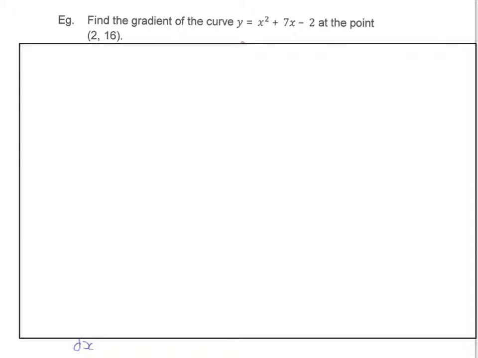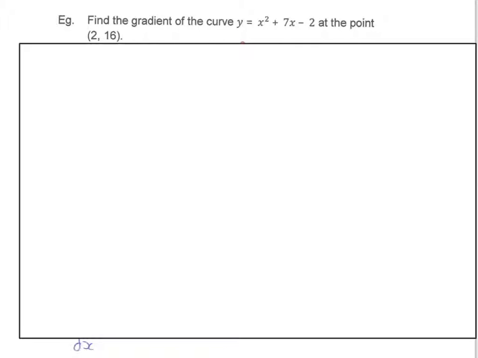In this example, we have to find the gradient of the curve y equals x squared plus 7x minus 2 at the point (2, 16). So remember, finding the gradient of a curve is dy by dx. So the first thing we need to do is to differentiate our equation. And then we want to find the gradient at a specific point, so when the x coordinate's 2. So we're going to substitute that into our answer for dy by dx.